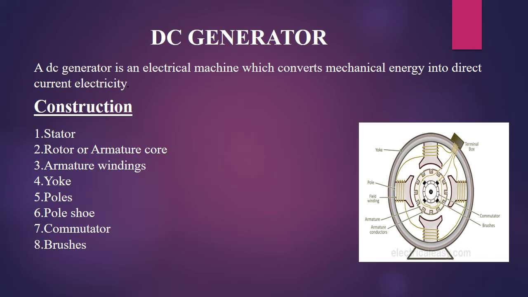Next one is poles. The poles consist of pole cores, pole shoes and pole coils. The pole cores and pole shoes form the field magnet. The end of the pole core towards the armature is expanded in the form of a shoe to reduce the reluctance of the air gap. The cross section becomes longer at the bottom. The pole coils are made up of copper wire or strip. When current is passed through these coils, the pole becomes an electromagnet and it establishes the magnetic field in the machine.